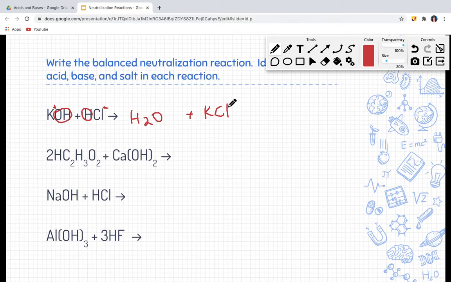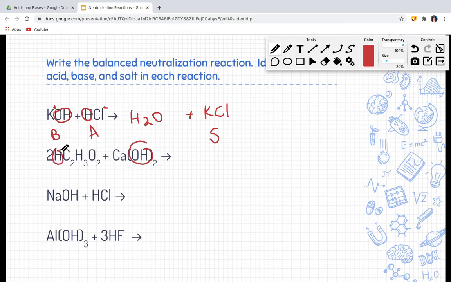Now, this that formed, that's our salt. The thing that donated the hydrogen, this HCl donated the hydrogen. That's the acid. Also, you should be able to identify that. That's hydrochloric acid. KOH, that's one of your strong bases. So that's obviously a base. Same thing I'm doing here.